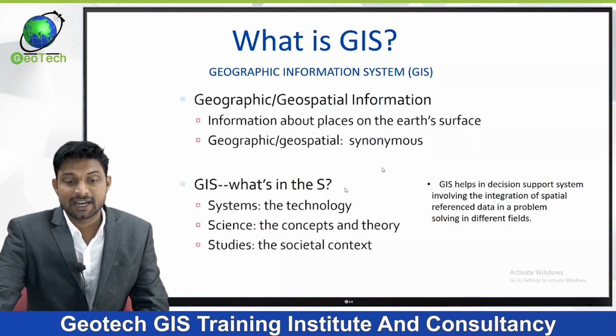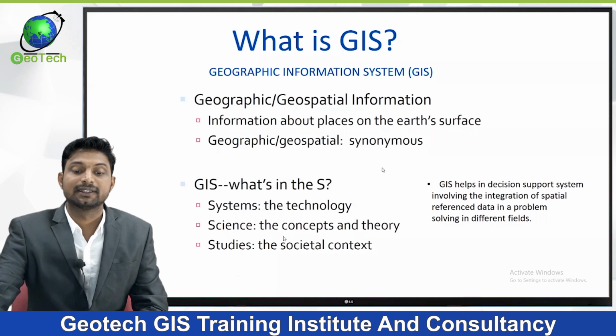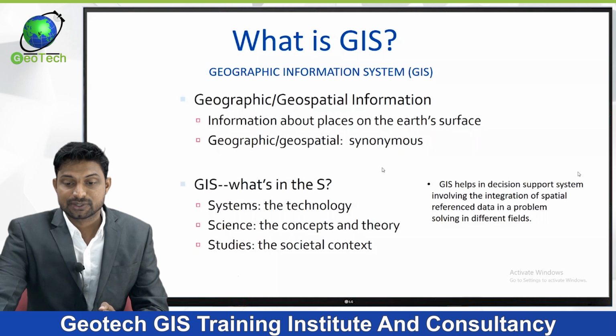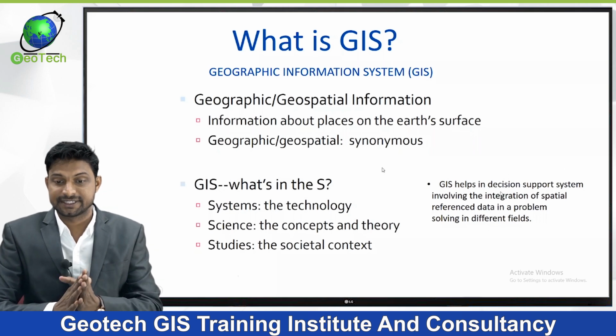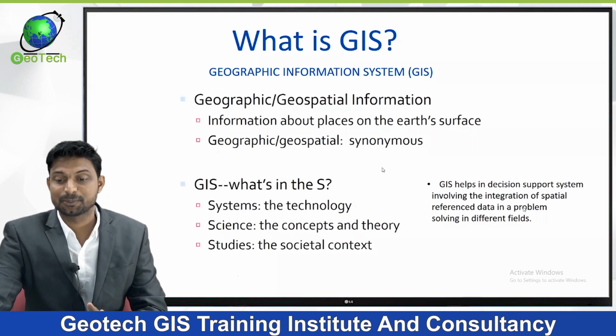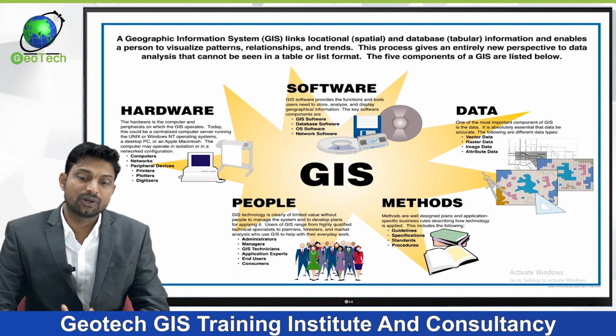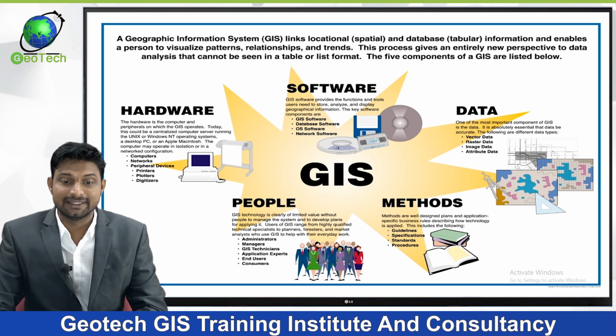Then S in GIS stands for system. System means the technology, science, concepts and theory, then studies the societal context. So GIS helps as a decision support system involving the integration of spatial reference data for problem solving in different fields. Before that, we need to understand what things we need in GIS.